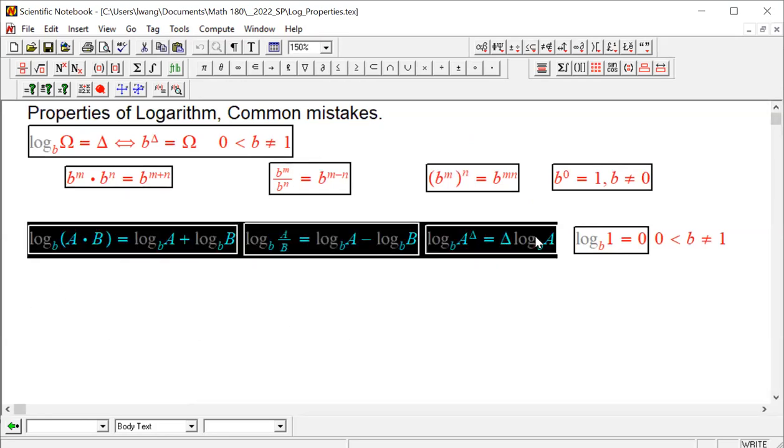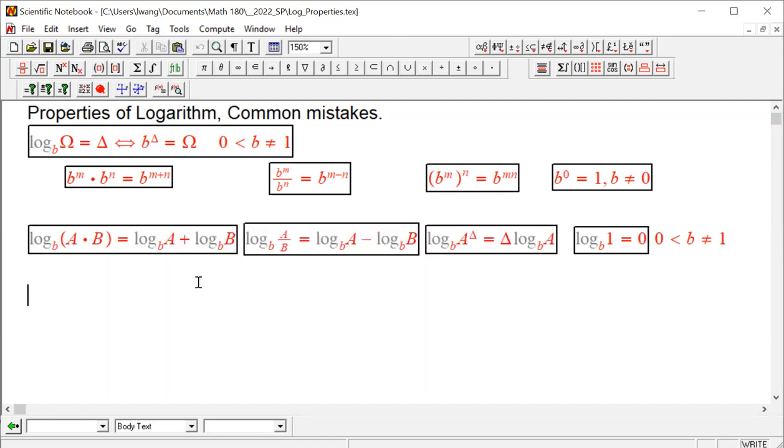Now we're talking about applying these properties correctly. Okay, so I have some examples here. For example, I want to simplify and evaluate, examples to apply logarithm properties.